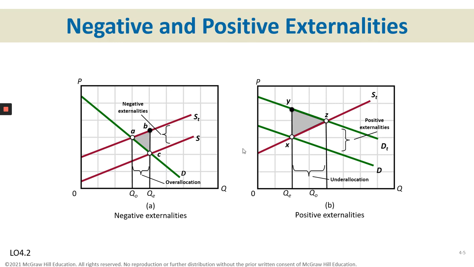Those who receive the vaccine benefit, of course, but people who do not receive vaccines also benefit because those diseases are not floating around and they still benefit. So that would be an example of a positive externality.